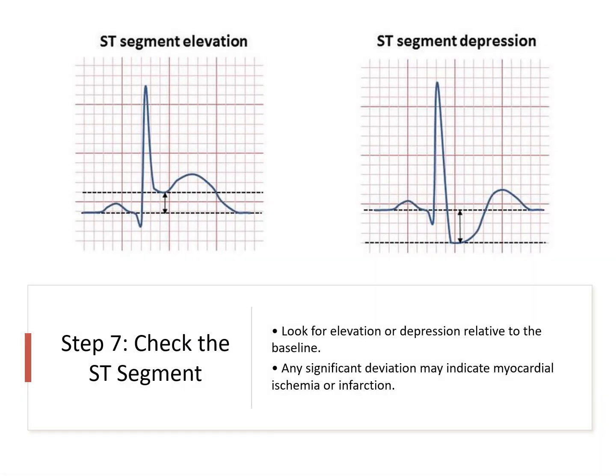Check the ST segment next. Look for any elevation or depression relative to the baseline. Any significant deviation can indicate myocardial ischemia or infarction. This is a critical step for identifying acute cardiac events.